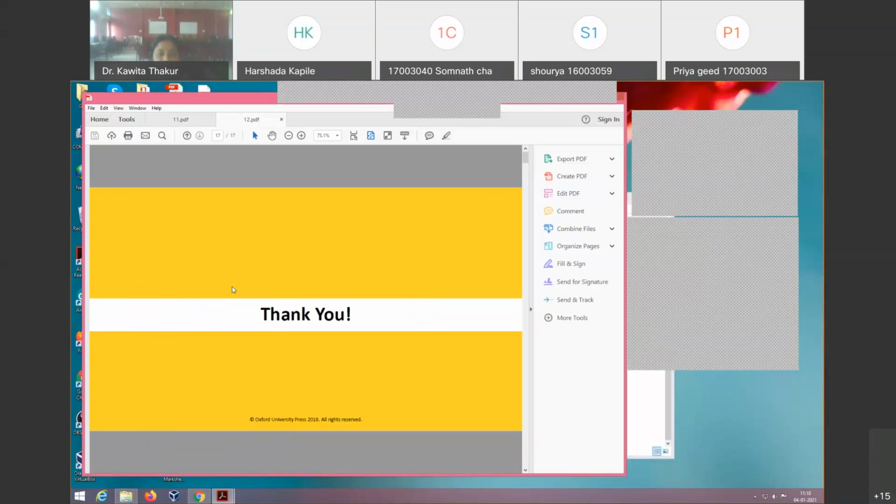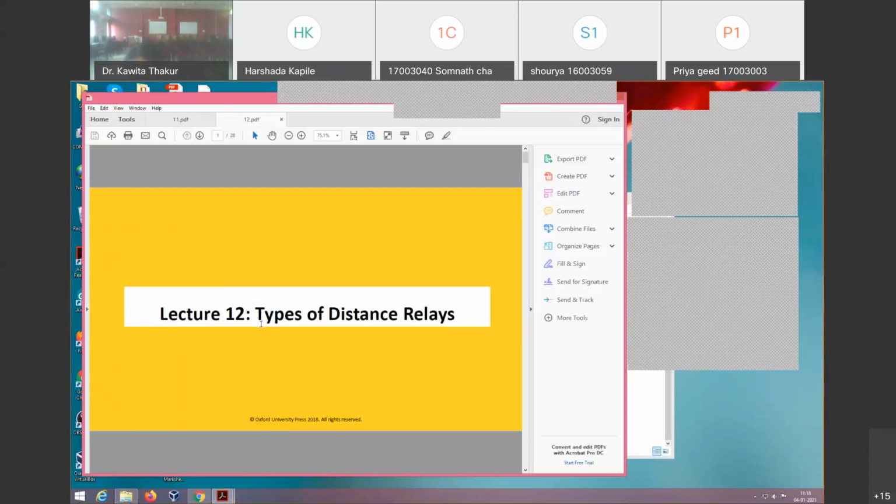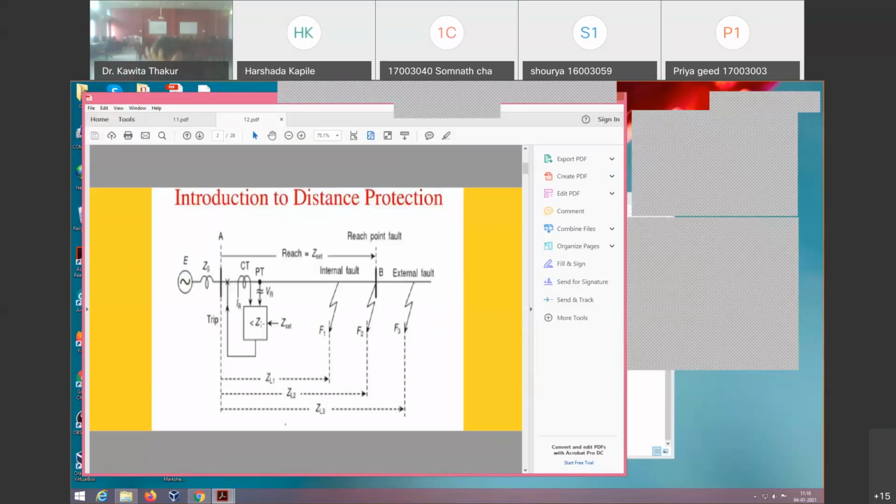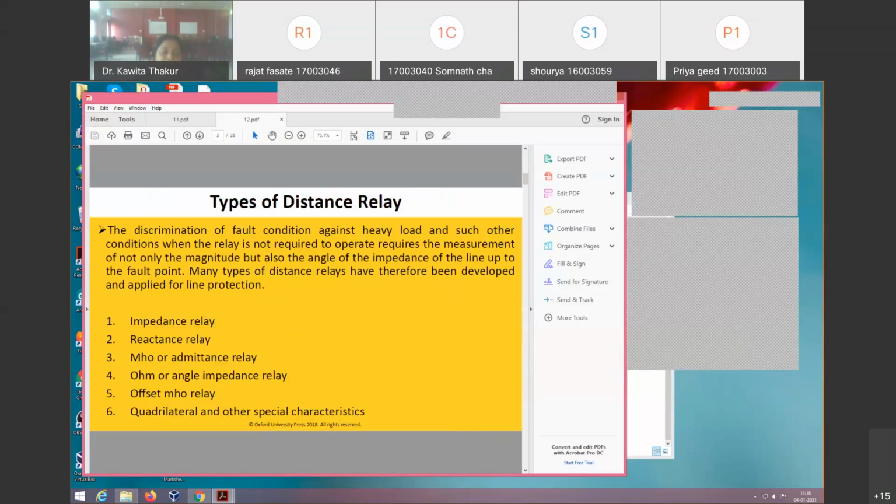Now in 12th lecture we have seen what are the different types of distance relay. We have impedance, reactance, Moore, ohm or angle impedance relay, offset Moore relay, quadrilateral, and other special characteristics. Out of that, impedance, reactance, Moore, and ohm impedance relay is important. Okay, first three is important. Offset we are changing only the settings.